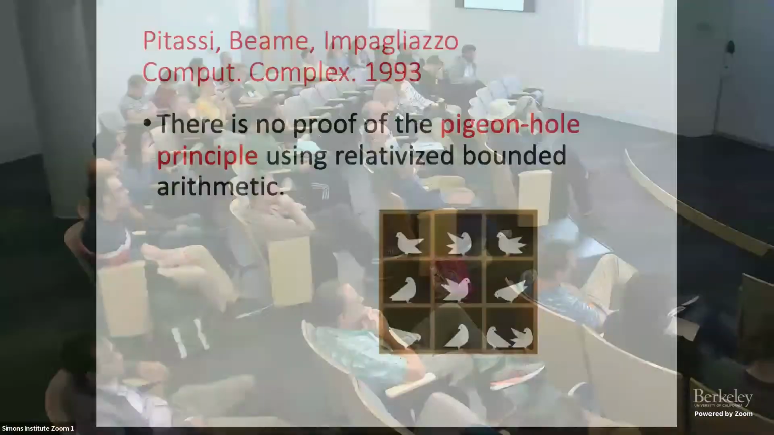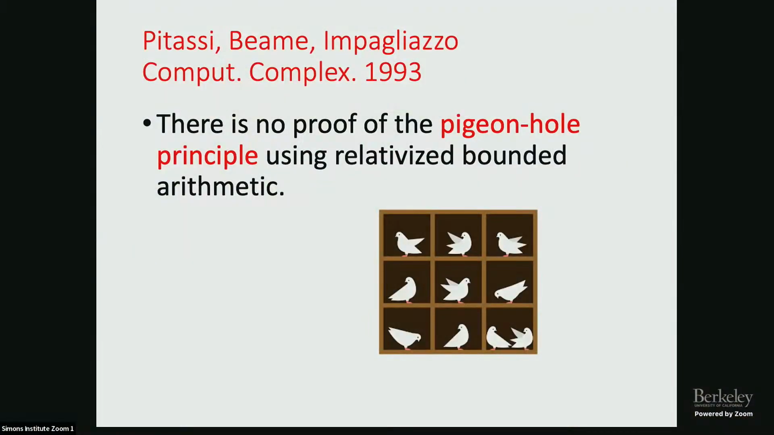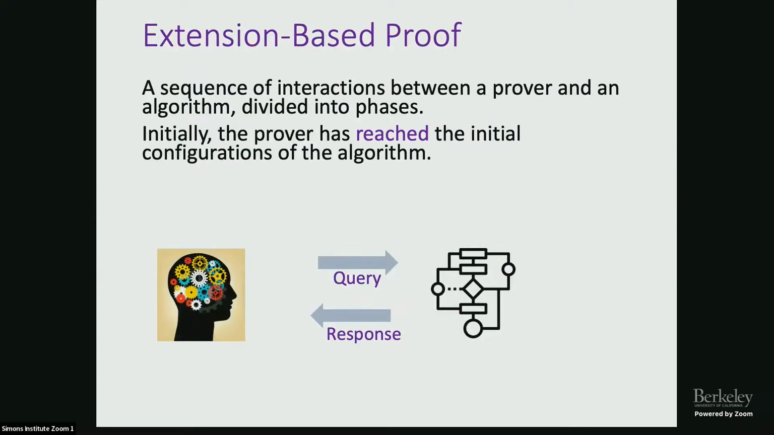All right, so let me tell you about extension-based proofs and some interesting things that we've been able to show about it. An extension-based proof is a game between a prover and an algorithm, which the prover is trying to show is incorrect. The prover repeatedly asks queries, and the algorithm responds to them. The prover's queries can be chosen adaptively based on the responses it gets from the algorithm.